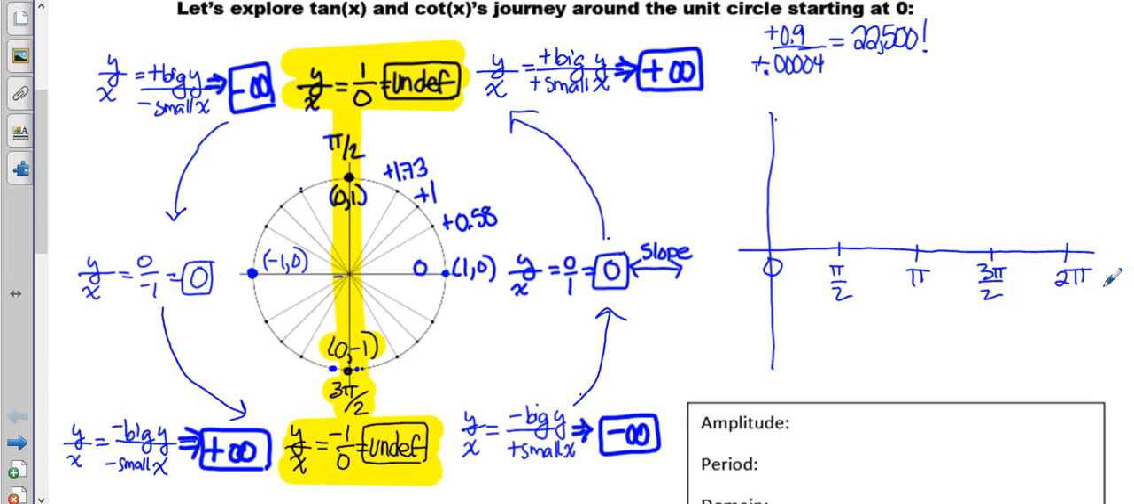Now our trip around the unit circle has actually gotten us all the information we could possibly need to complete our graph. Check it out. Let's start at 0. What is tangent of 0? Y divided by x, 0 divided by 1 is 0. So our graph will start at 0. Tangent starts at 0.